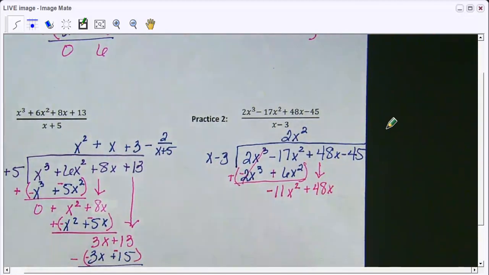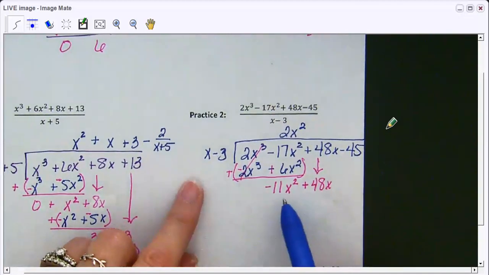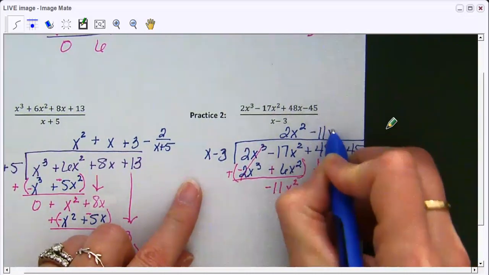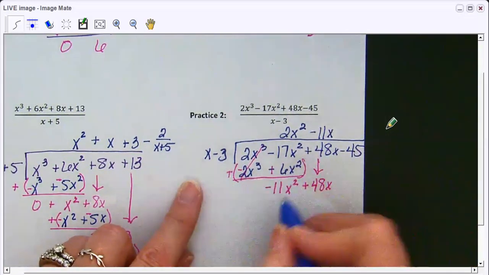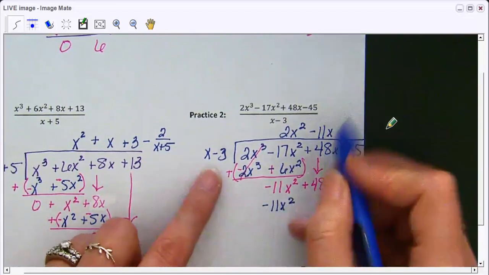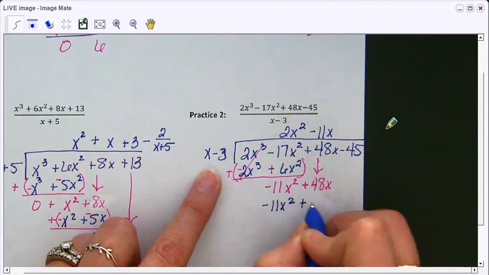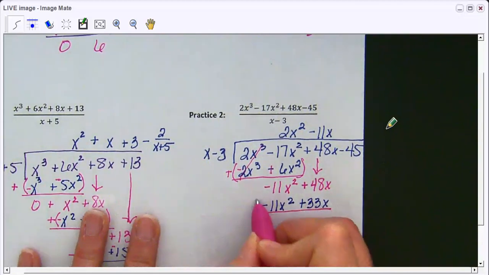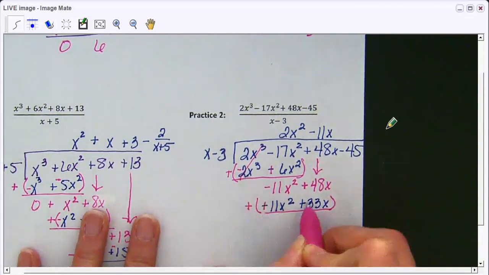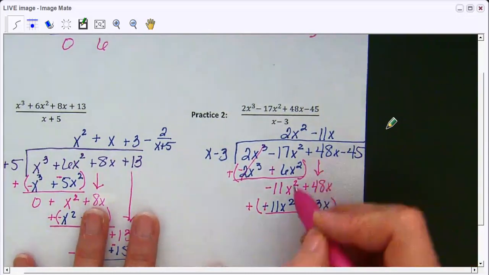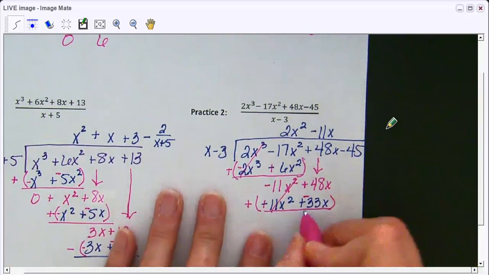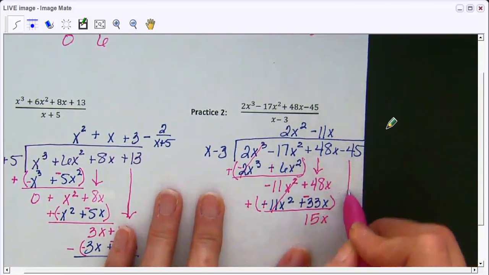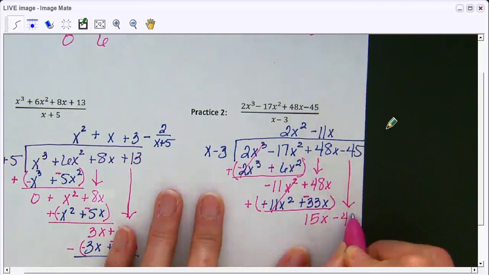Okay. X goes into negative 11x squared, negative 11x times. Negative 11x times x is negative 11x squared. Negative 11 times the negative 3 is a positive 33. And we bring down our x. Okay. Now we're going to subtract these, which is the same as adding their opposites. Okay, so these cancel out. 48 minus 33 is 15x. And then bring down the negative 45.